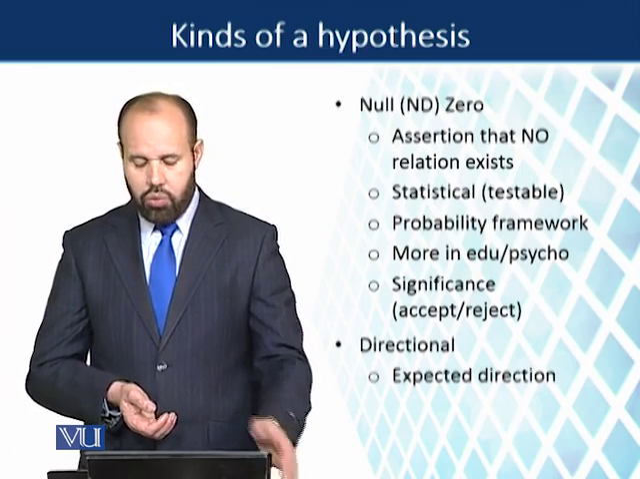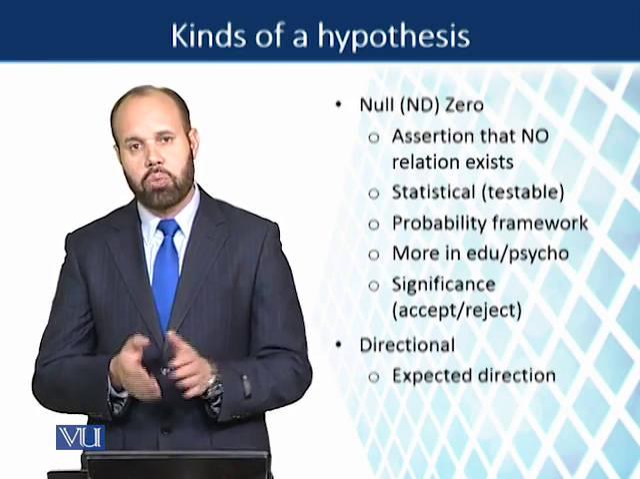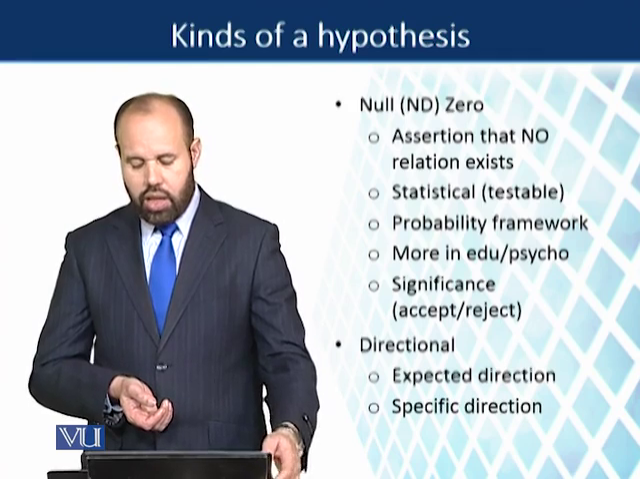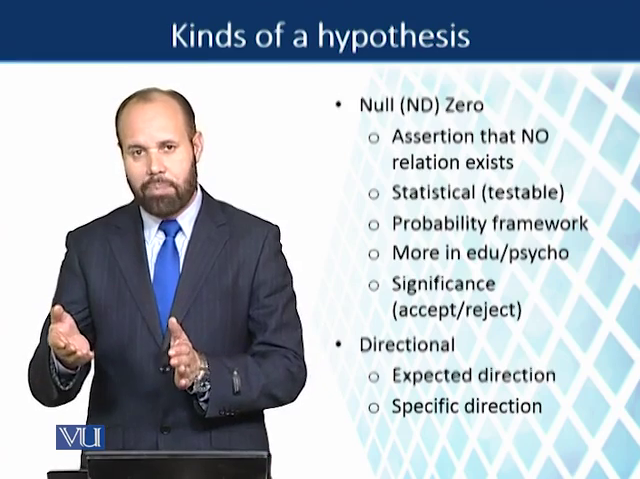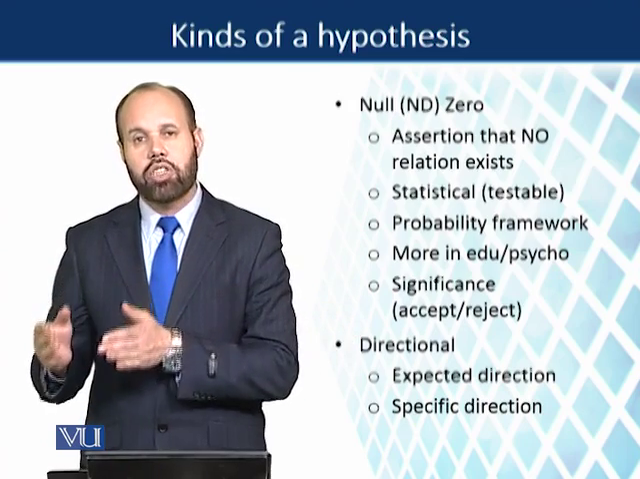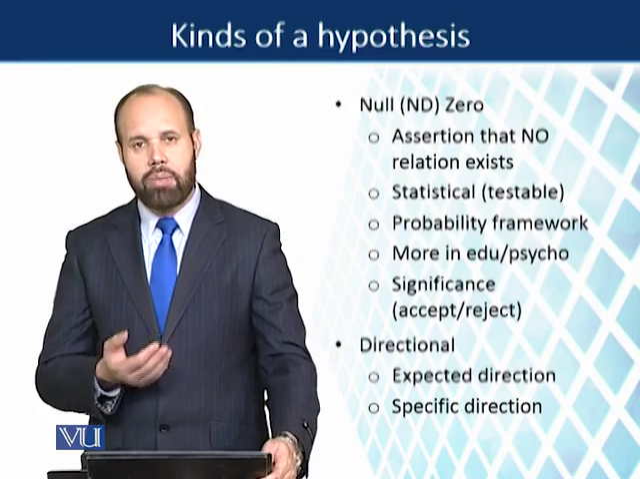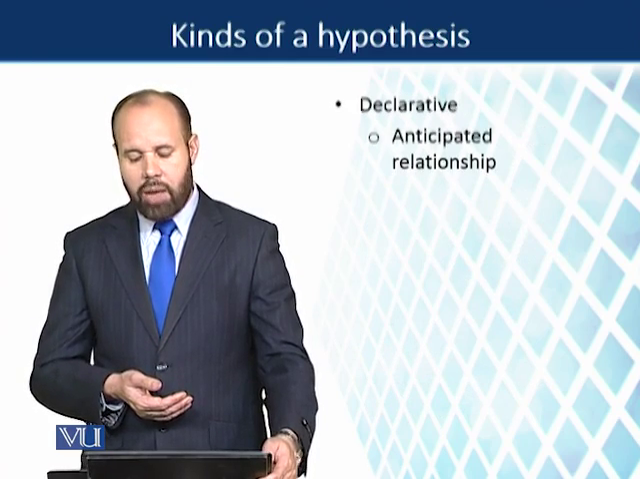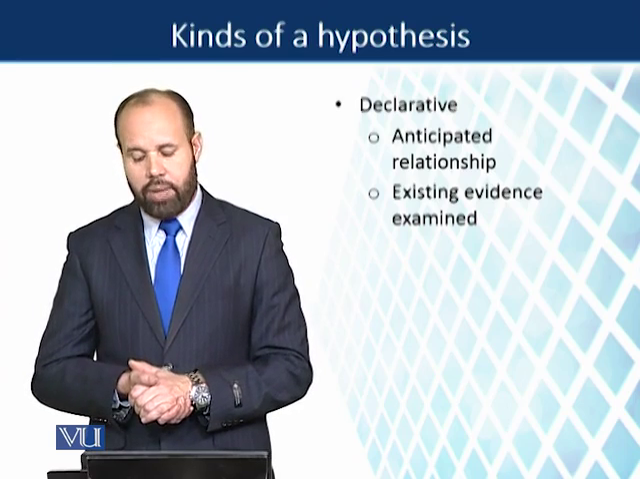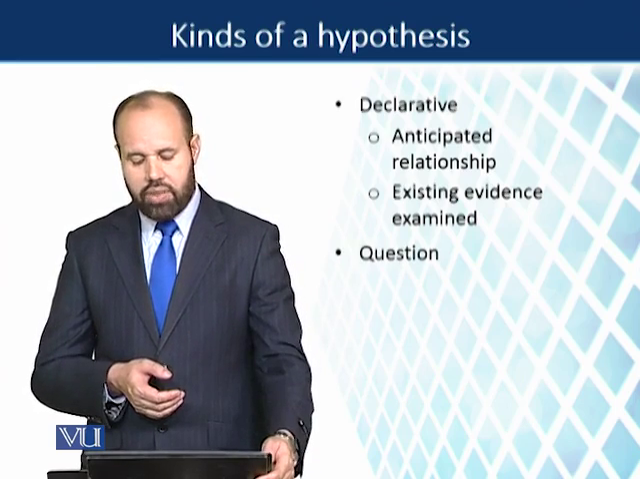Then we have the directional hypothesis, when we want to hypothesize about an expected direction, whether the direction is going to be in a positive manner or in a negative manner. So that would be the directional hypothesis. And when a specific direction is given, like the earlier example which we discussed, that there is a positive relationship between L1 reading skills and L2 reading skills, that is the direction given in this hypothesis. So that may be termed a directional hypothesis. Then we have the declarative hypothesis, when the anticipated relationship is hypothesized in a declarative manner and the existing evidence is examined. So that is one type of declarative hypothesis.